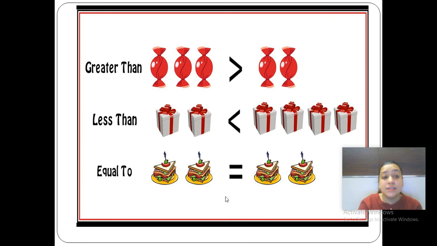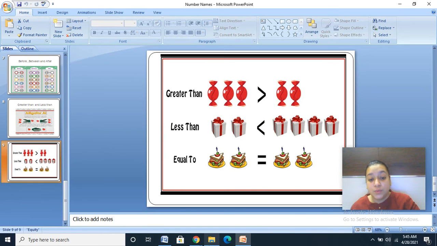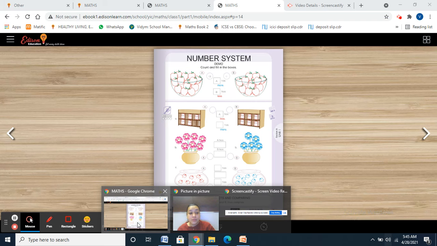Now you can see here there are three toffees and two toffees. Alligator's mouth is open towards 3. Then there are two gifts and 4 gifts. So 2 is less than 4. 3 is greater than 2 and 2 is equal to 2. Getting this point? So now you can do this page. It is very easy. You can do this.